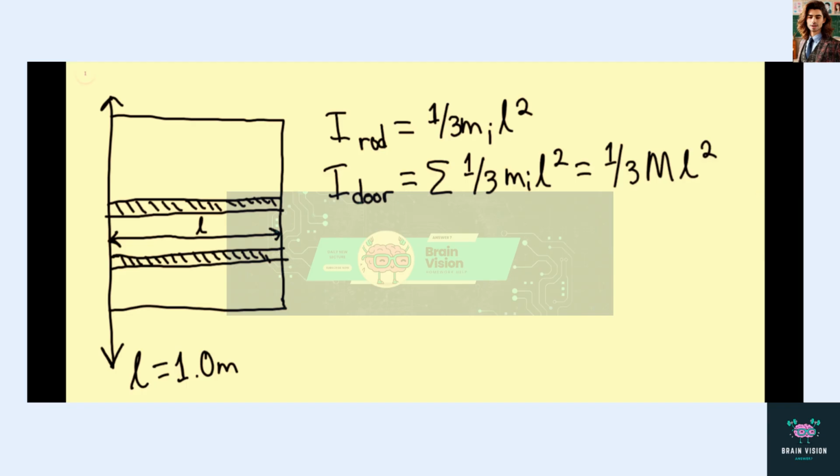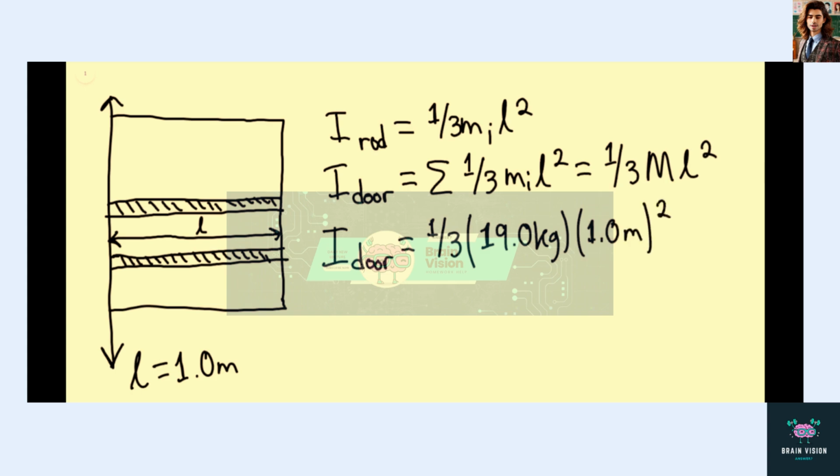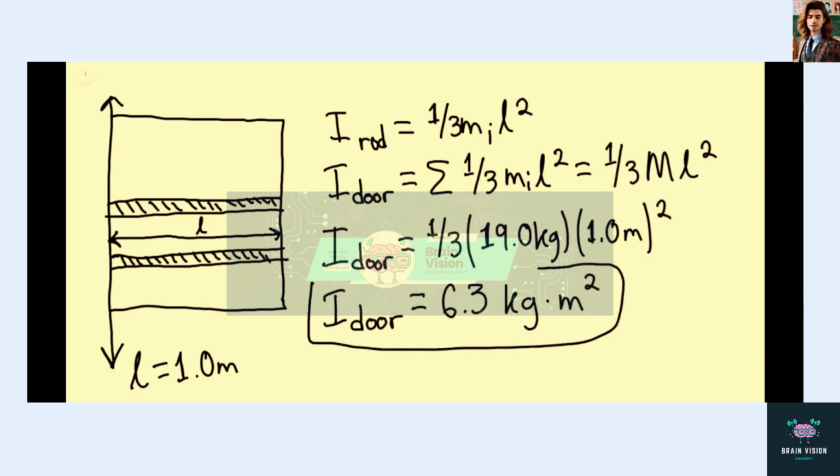So we can say that the moment of inertia of the door would then be equal to 1/3 times 19.0 kilograms multiplied by (1.0 meters) squared. And so the moment of inertia for the door would be equal to approximately 6.3 kilogram meters squared. This would be our final answer. That is the end of the solution.